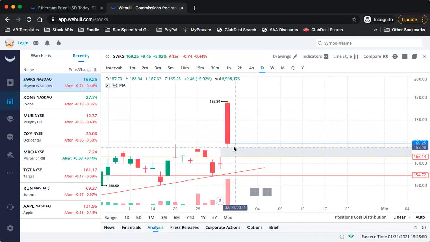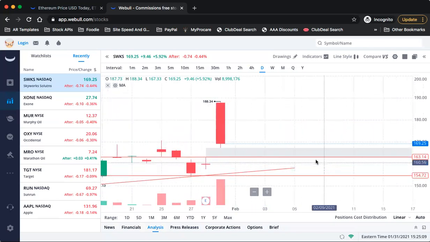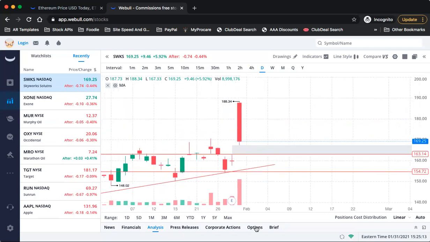But yeah, I would love to get in on this line here, 163, if you want to get on the long call, or just watch your reaction here. I think you would try and come back down and gap down. A lot of the stocks gap down. They don't have to, but it's definitely something to look out for.